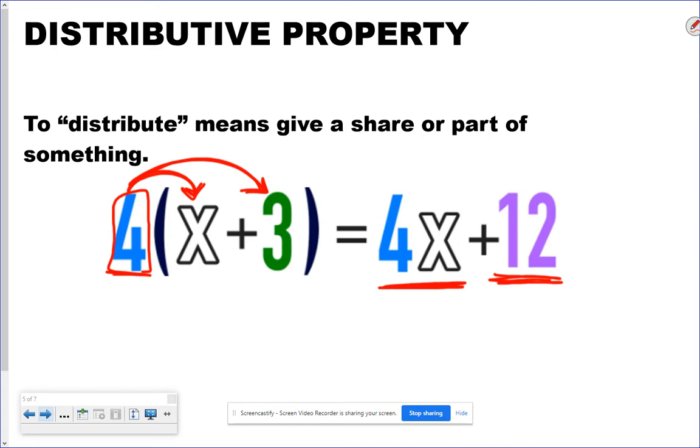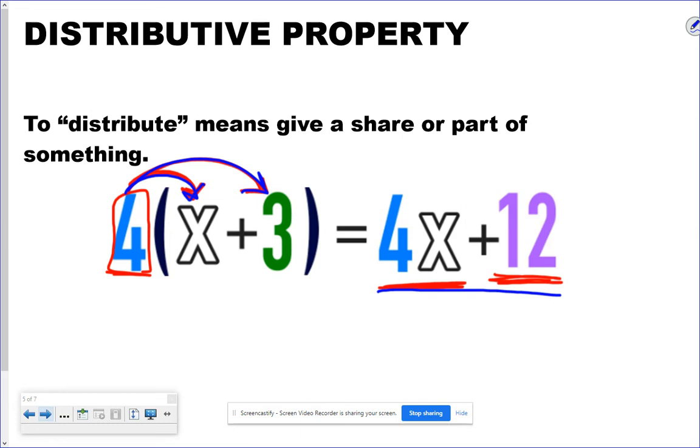Okay, so I said that this one is easily confused with the associative property because there are parentheses in both. But in the associative property, remember we had parentheses move. So I would have seen parentheses over here if we were dealing with the associative property. The distributive property gets rid of the parentheses. I distributed that 4 to the x and then to the 3. And it's the same thing as 4x plus 12.